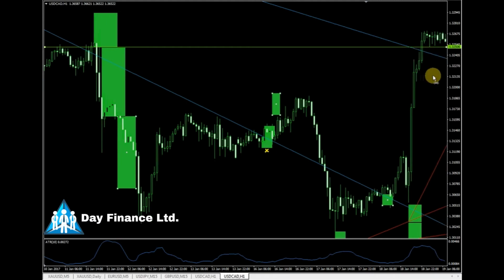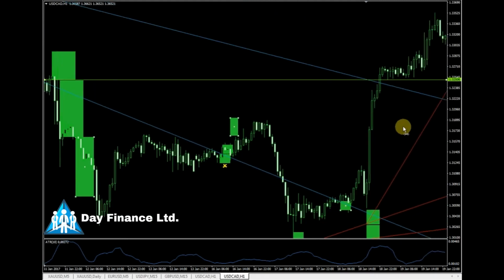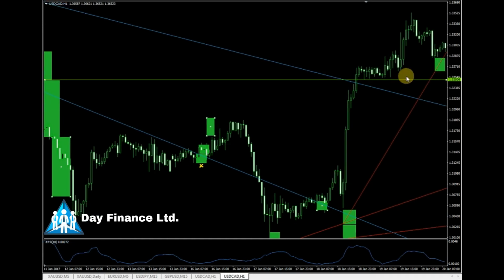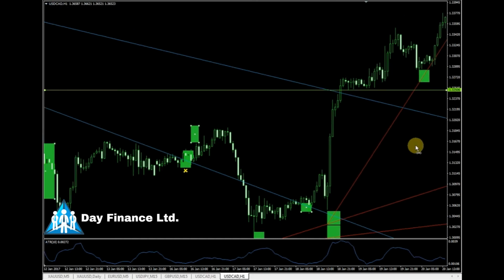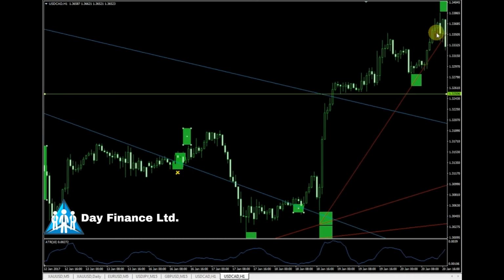Okay, so from this one, what to do with it? Good sell candle, but this time I will use this value from the ATR because this candle.